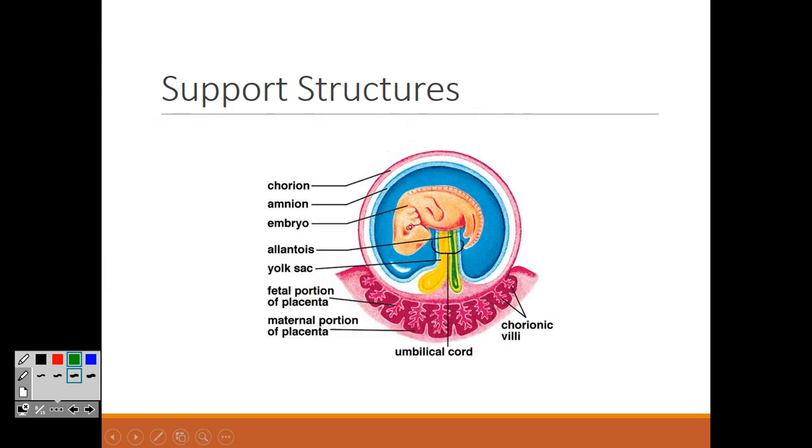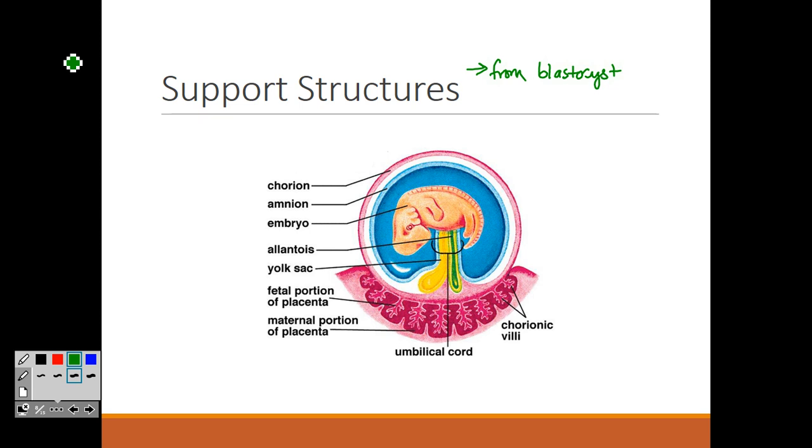Now, there are some structures that are necessary to support this little embryo so that it can go from being the size of a paperclip to the size of a baby. Now, these support structures, I want you to remember, most of them are coming from the same cell that the baby came from. So if you remember that blastocyst, most of these structures have come from the cells that were part of the blastocyst.